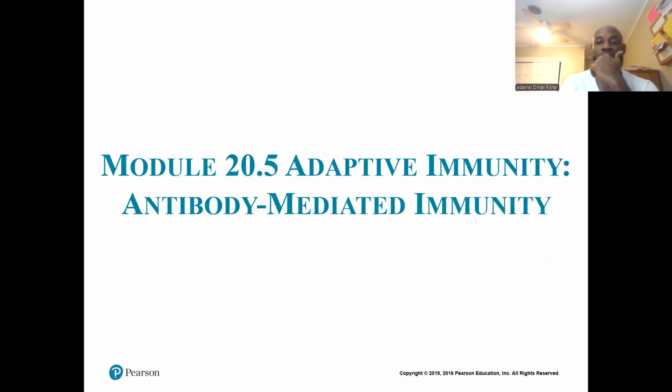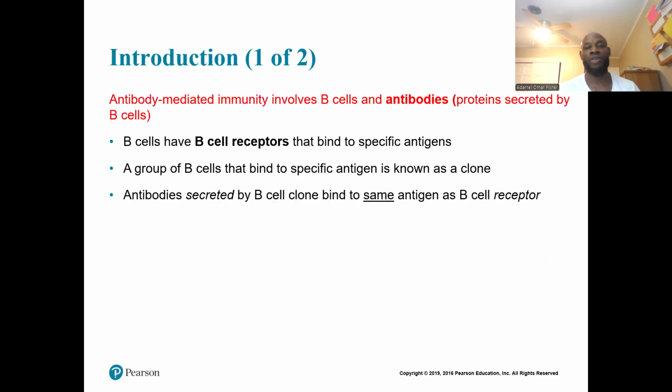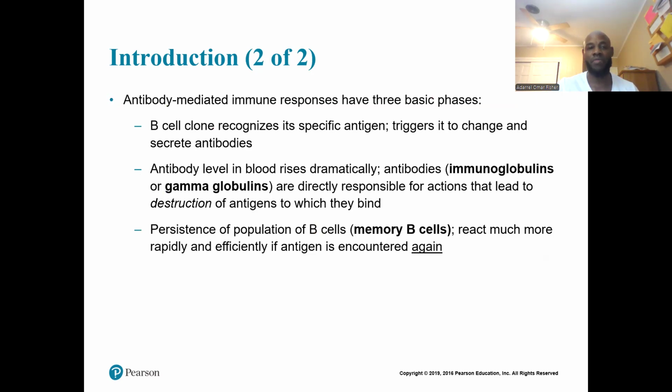All right, so now we go into the antibody-mediated immunity. This involves B cells and antibodies. So B cells have B cell receptors that bind to specific antigens. A group of B cells that bind to a specific antigen is known as a clone, similar to the T cells. Antibodies secreted by a B cell clone bind to the same antigen as the B cell receptor.